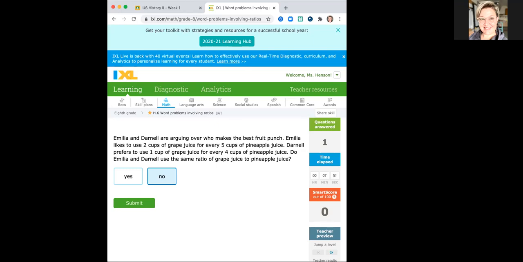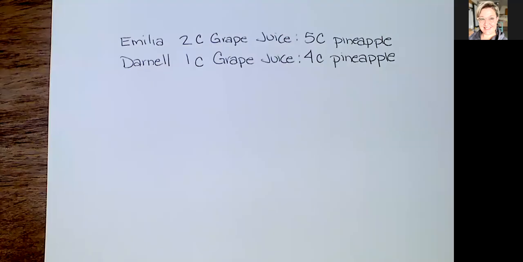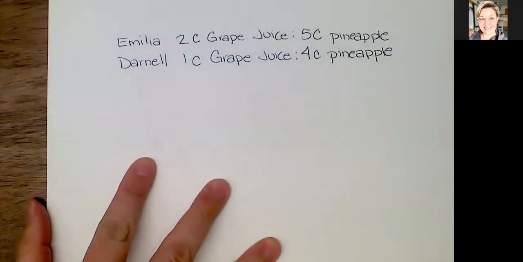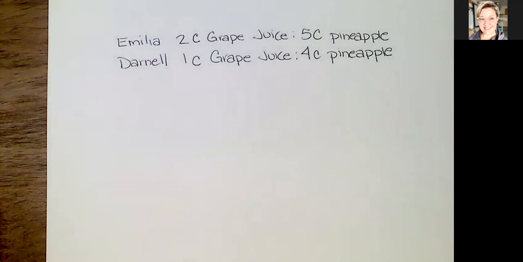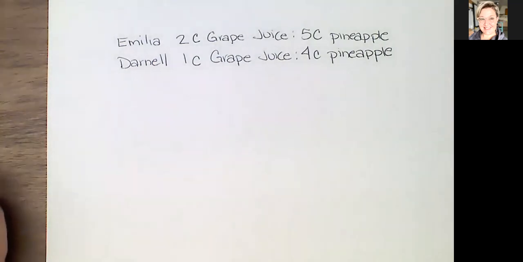So we're going to switch over and look at the whiteboard, or sorry, at my document camera, so we can do this together. I already wrote out the pieces. Amelia has 2 cups of grape juice for every 5 cups of pineapple juice, and Darnell has 1 cup of grape juice for every 4 cups of pineapple juice.